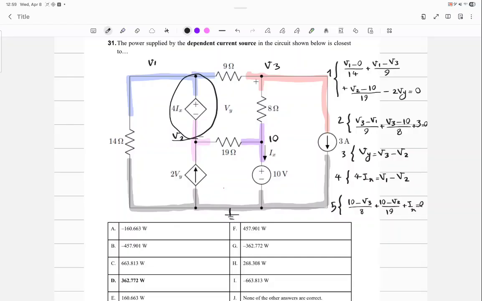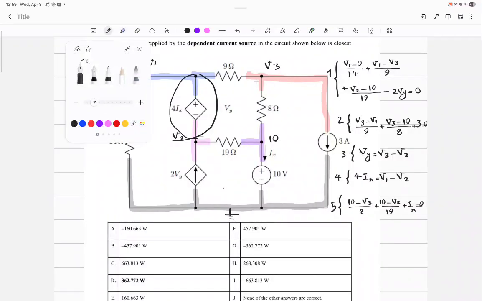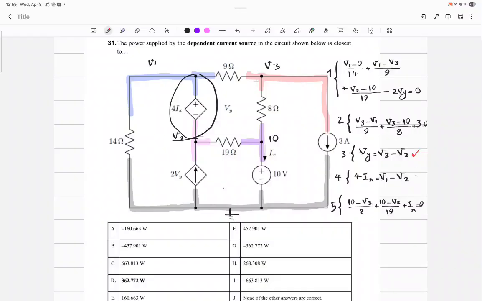Yes. I mean, which ones are easy to substitute and get rid of? The third one, 3 and 4. This one and this one probably are the easiest ones to get rid of. Did that make sense to everyone? Then you will end up with 3 equations and 3 unknowns.